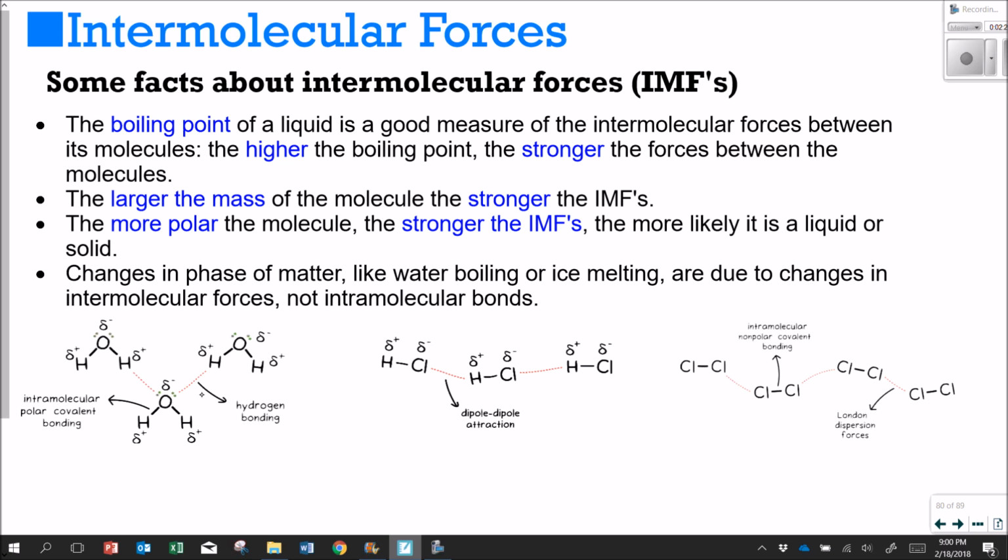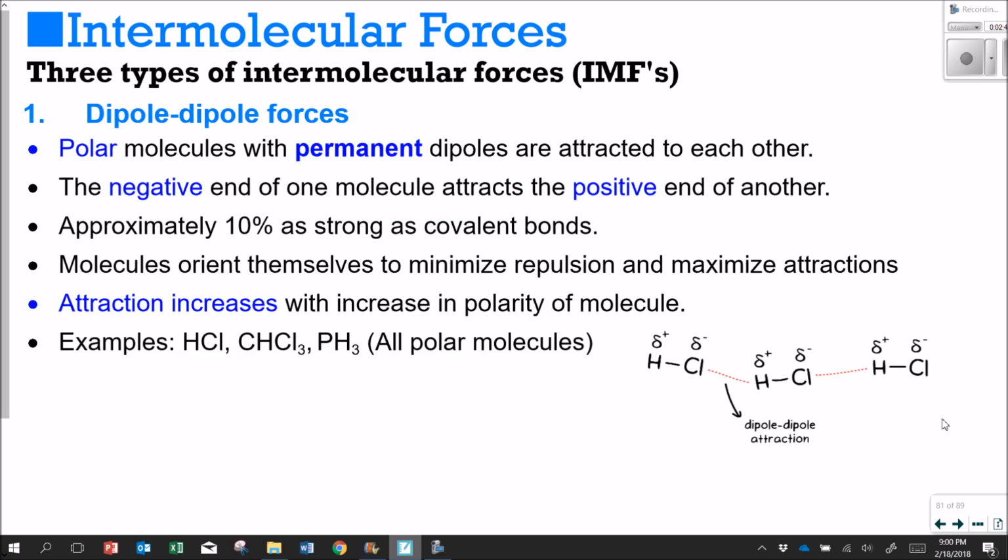The three pictures show our three intermolecular forces. Here we have a hydrogen bond between two water molecules. We have a dipole-dipole attraction between two polar HCl molecules. And we have London dispersion forces between two non-polar chlorine molecules. So let's look first at dipole-dipole forces.